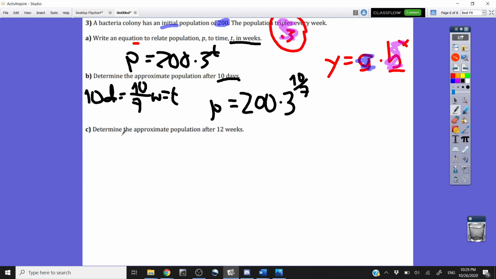And then determine the approximate population after 12 weeks. Well, that's easier because t is already in weeks. So go ahead and just take your equation here, input that 12 weeks, go to your calculator again and get a solution. Go for it. Best of luck, and I'll meet you guys on problem 4.